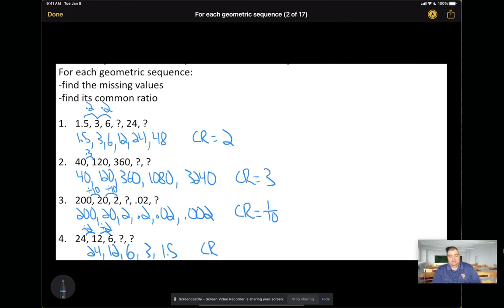And again, my common ratio is not going to be 2. Common ratio of 2 would mean that I'm doubling. We're going to say that my common ratio is 1/2. Okay, and that is it for the examples and also the end of lesson 2.